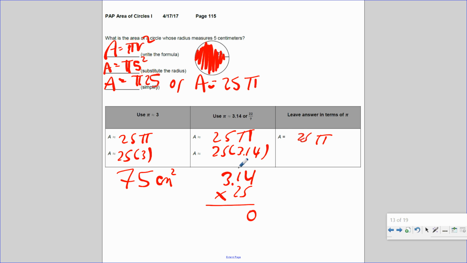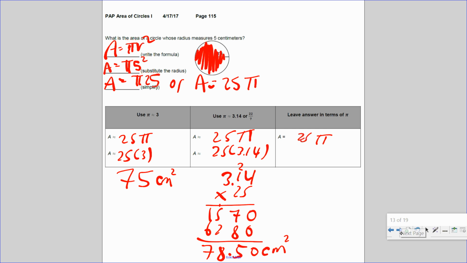5 times 4 is 20, carry the 2. 5 times 1 is 5 plus 2 is 7. 5 times 3 is 15. Placeholder, 2 times 4 is 8. 2 times 1 is 2. 2 times 3 is 6. If you add this up, with 2 decimal places, 78.50 square centimeters. So that's a smidgen more. That's how you find the area of a circle. You are given the formula, you substitute the radius, and then you simplify it, and then you either substitute pi with 3, 3.14, or you leave it in terms of pi.